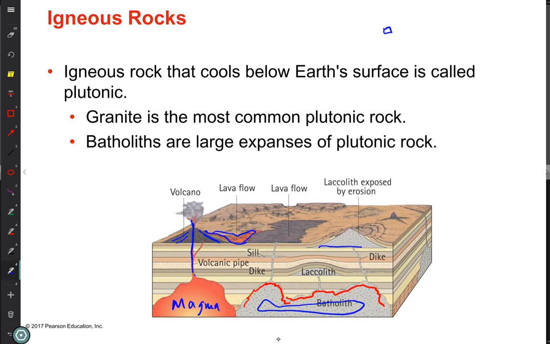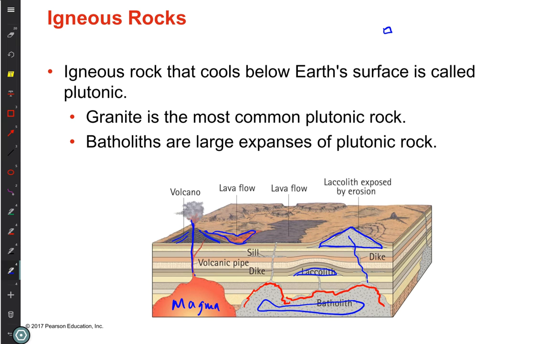This here, that's rock that you see here. Something came up here and formed a layer like this that has reached the surface and had erosion go away from it, so you see that rock.